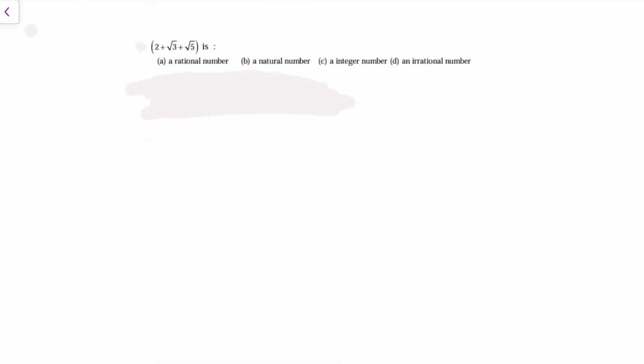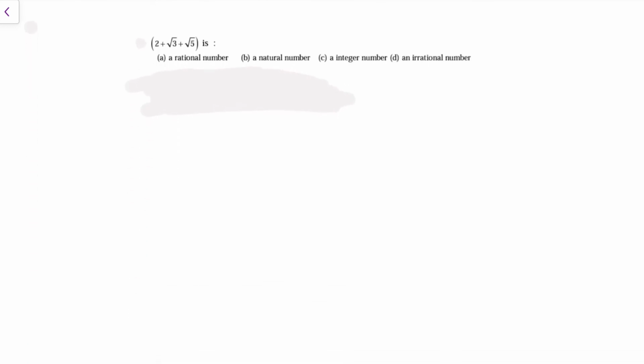Next, 2 plus root 3 plus root 5. Here 2 is a rational number, whereas root 3 and root 5 both are irrational numbers. So those two irrational numbers, if you add with a rational number, then definitely our answer is again an irrational number only.